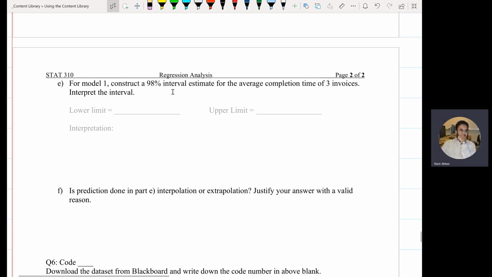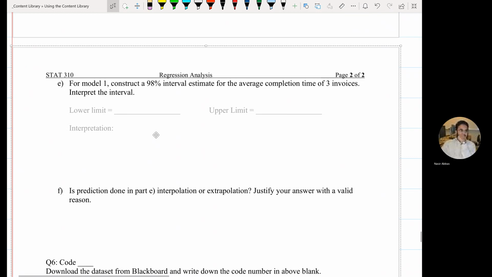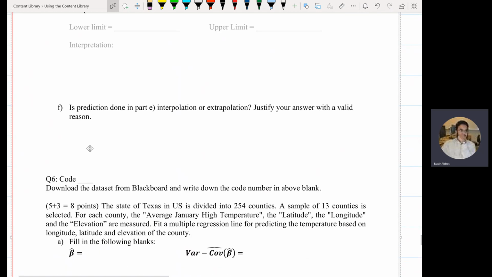It is asking for the interval estimate for the average of Y, mu of Y, when X is 3. Lower limit, upper limit, interpretation. What is the interpretation? The average completion time of 3 invoices is between this and this. Correct.